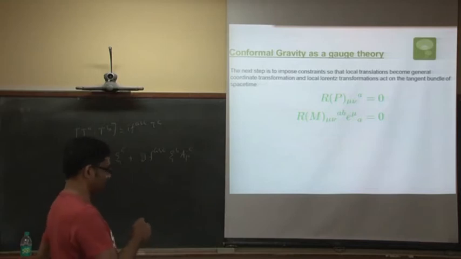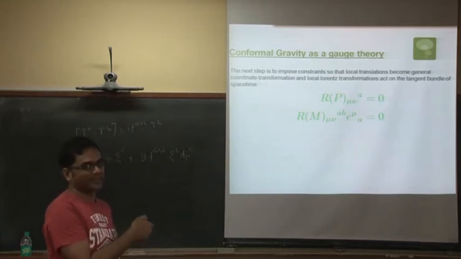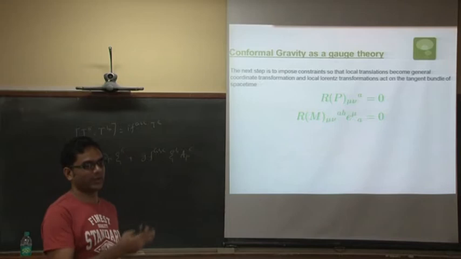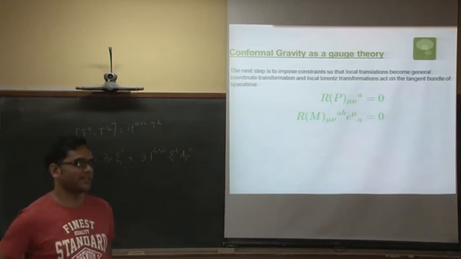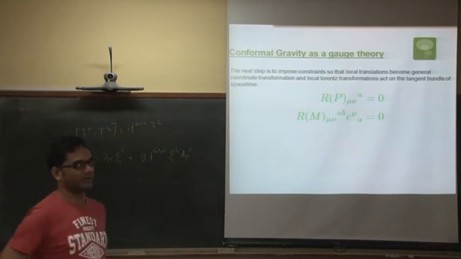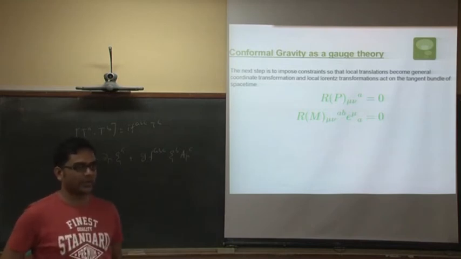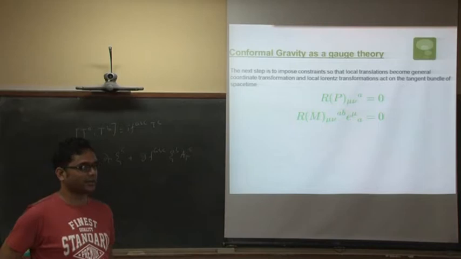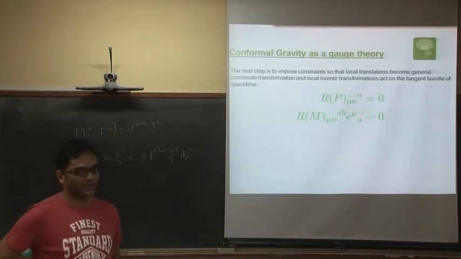The first constraint is the torsionless constraint. The second constraint is a constraint that we put so that the special conformal gauge field becomes dependent, and this is essentially the contraction of the Y tensor is 0. Nice. So that is something special about conformal gravity. Right, that's special about conformal gravity.